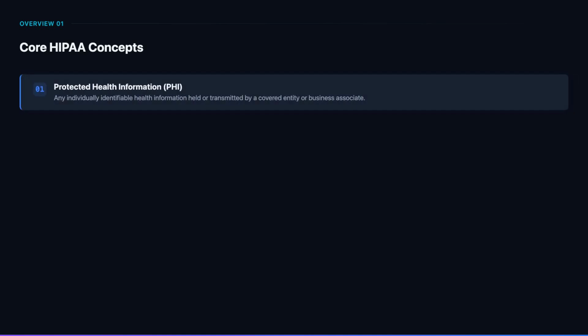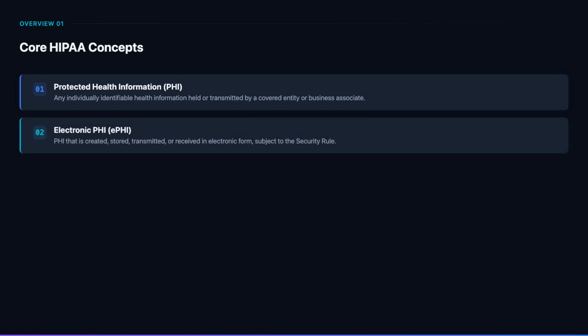Protected health information, or PHI, is any individually identifiable health information created, received, maintained, or transmitted by a covered entity or business associate. This includes medical records, billing information, insurance details, and any data that can identify a patient and relates to their health condition, treatment, or payment.